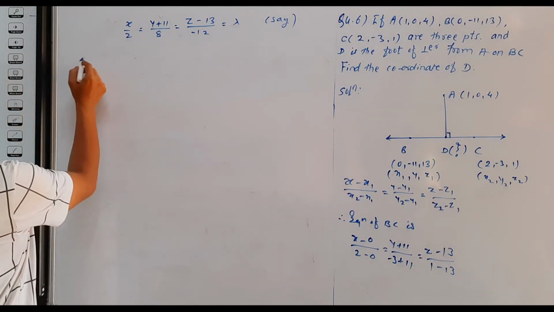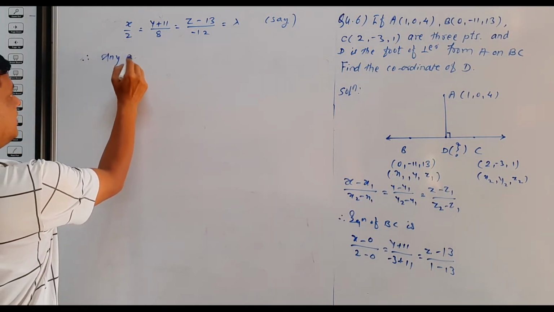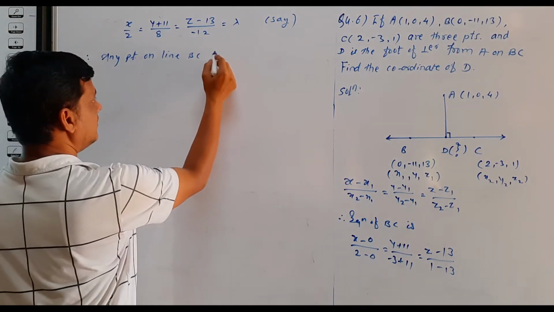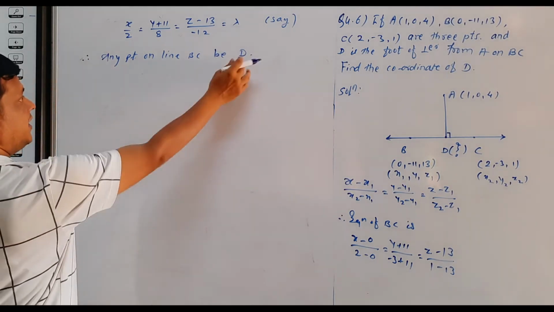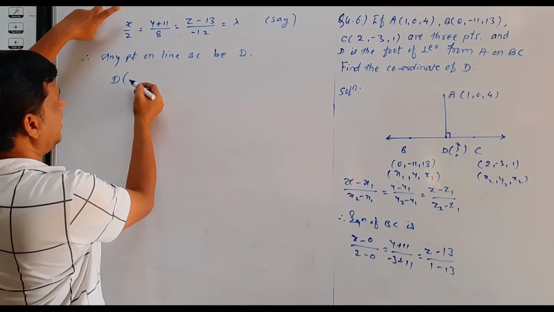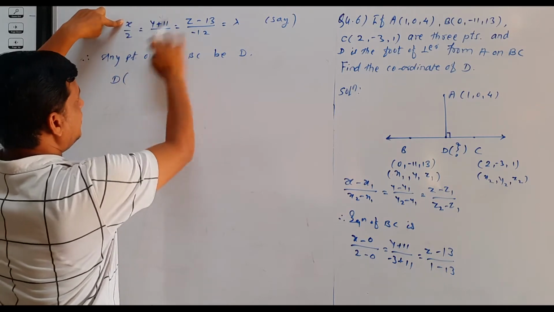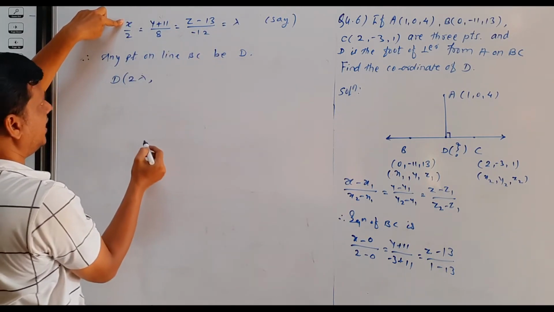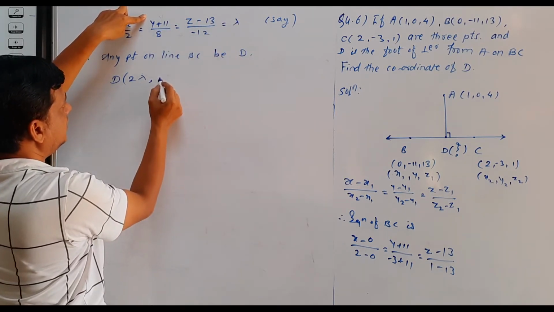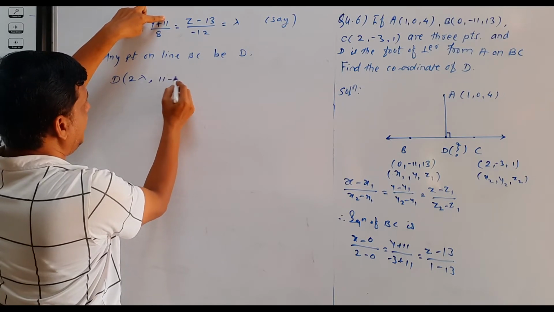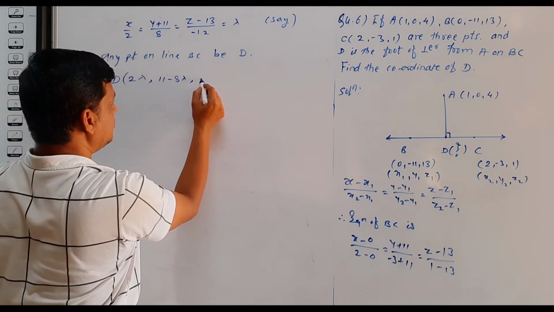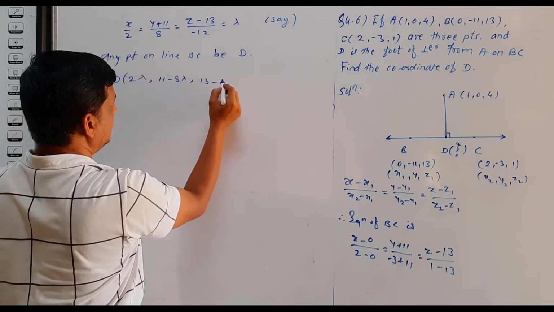So we write here, therefore any point on line BC, BD. So we write the coordinate of D as D equals to, the value of x is 2 lambda, so first coordinate is 2 lambda, then y plus 11 upon 8 equals lambda, so we write here minus 11 plus 8 lambda, and third z minus 13 upon minus 12 equals lambda, so we write 13 minus 12 lambda.